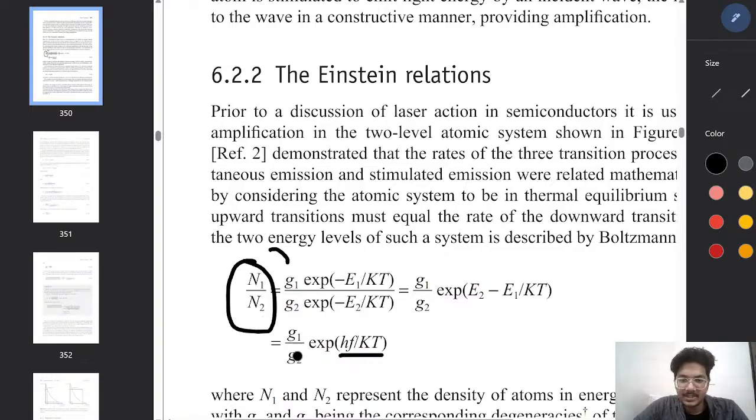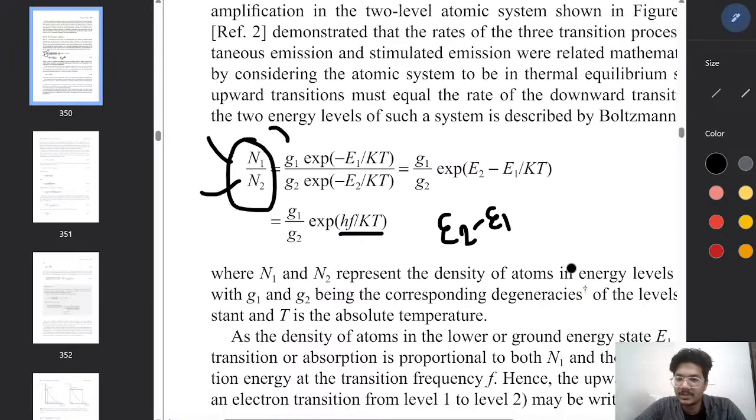In this equation, at thermal equilibrium the population of the energy levels follows the Boltzmann statistic. N1 and N2 denote the number of atoms in the lower and the higher level, and G1 and G2 are the degeneracy, or number of sublevels. hf is simply equal to E2 minus E1.